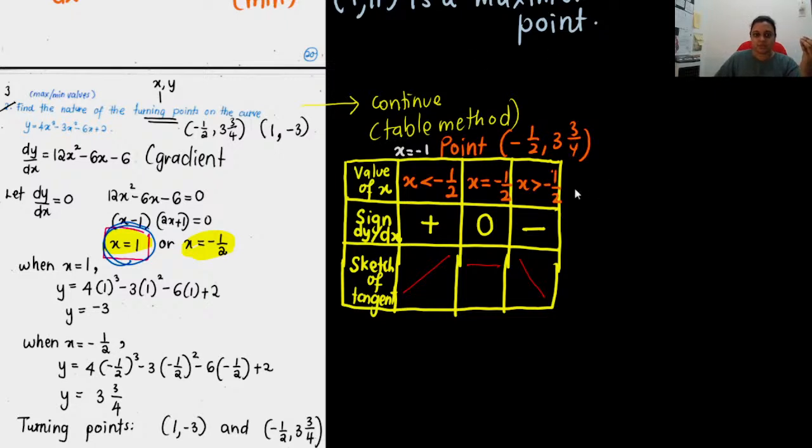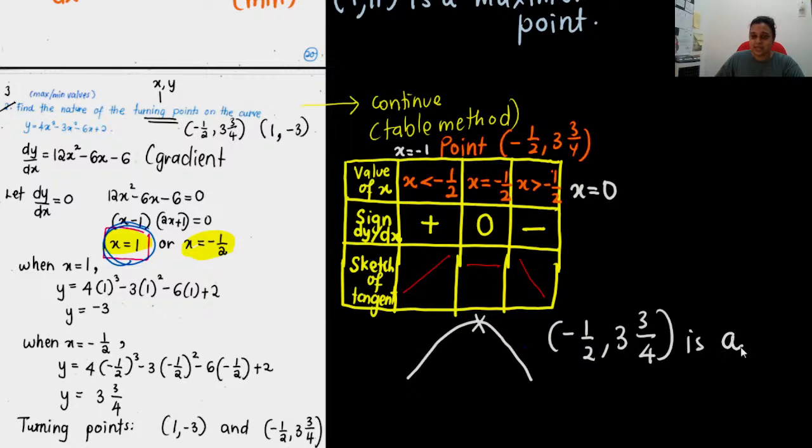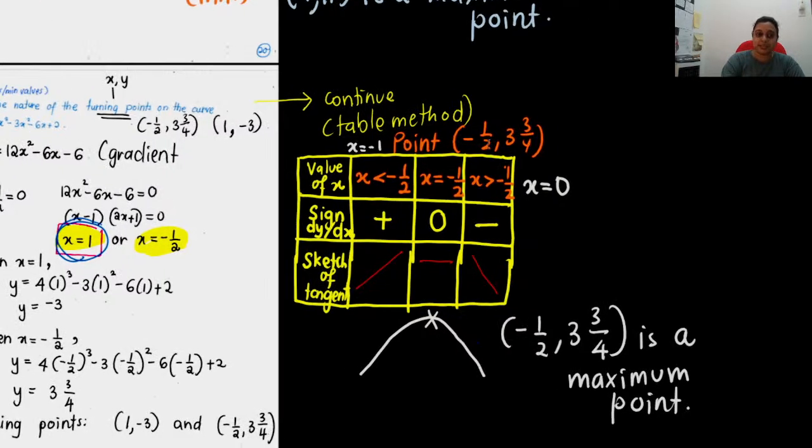Okay, so here teacher chooses x equals 0. All right, so we have going up. So your graph is something like this. Therefore, the point negative 1 over 2, 3 over 4 is a maximum point. Okay, so now you have proven it's a maximum point by showing the sketch of the tangent. Now we do the other table.